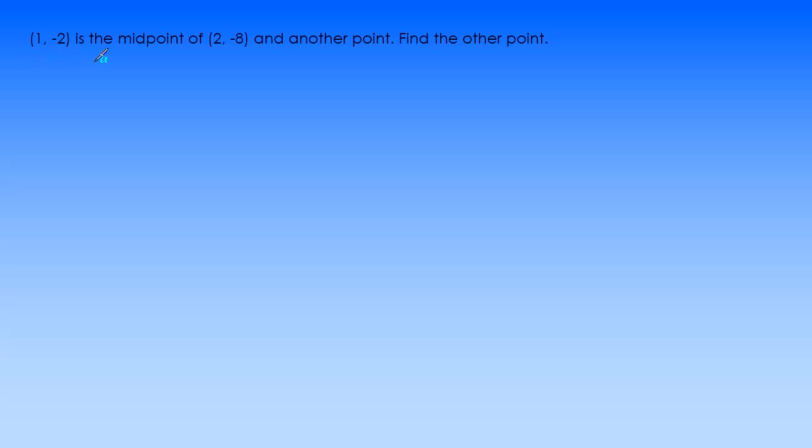(1, -2) is the midpoint of (2, -8) and another point. Find the other point. So the situation here is that we have (2, -8) given to us as an endpoint. Then we've got a line going to a point that we don't know, and for now I'm going to call that point (a, b). And then we're told the midpoint of that is (1, -2).